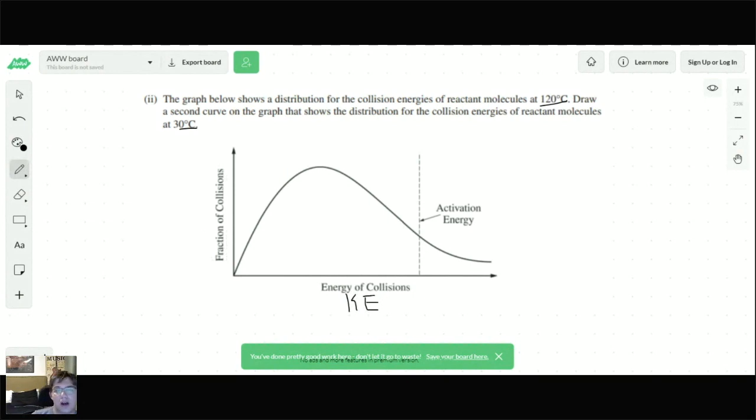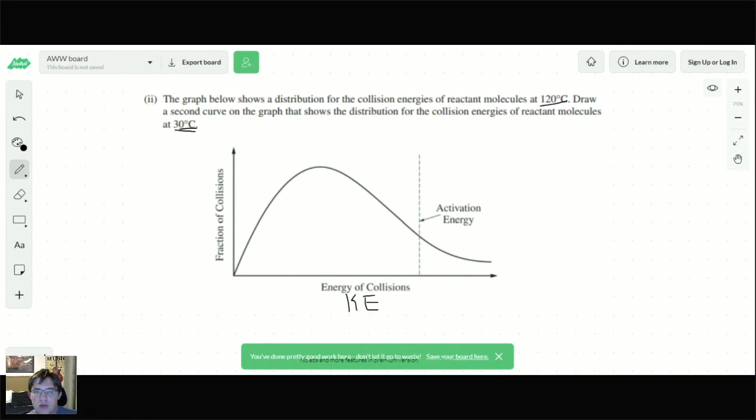So if we want to draw at a lower temperature, right? Excuse me. One sec. I'm trying to find it again. I lost it. There we go. I got it.